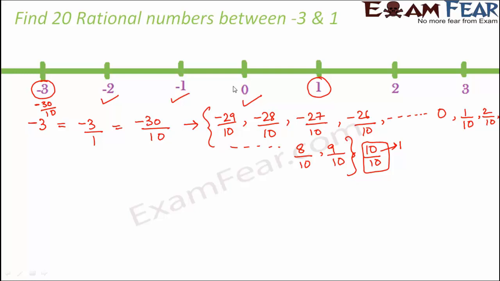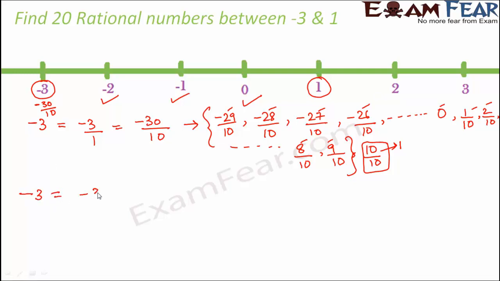Right? So we had to find 20 numbers. You can select any 20 numbers from here. 1, 2, 3, 4, 5, 6, 7, 8, 9. We have just put dotted marks, so you just fill the numbers and you can pick any 20 numbers. 20 is a very small number. Actually, there are infinite numbers existing between minus 3 and 1. You want to see how?